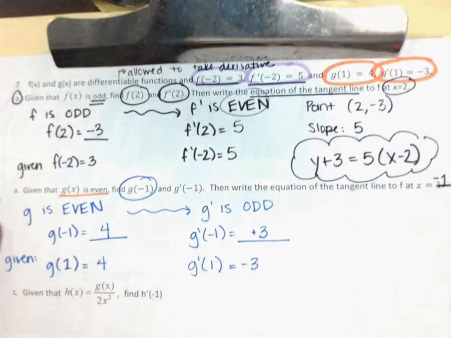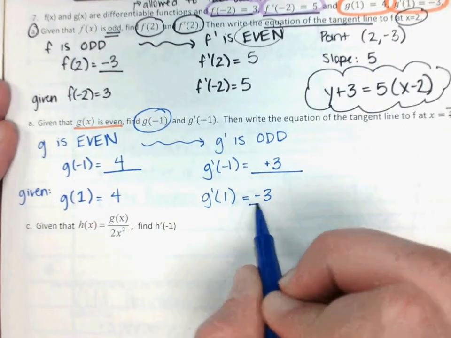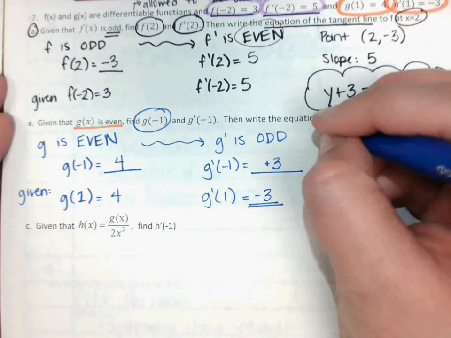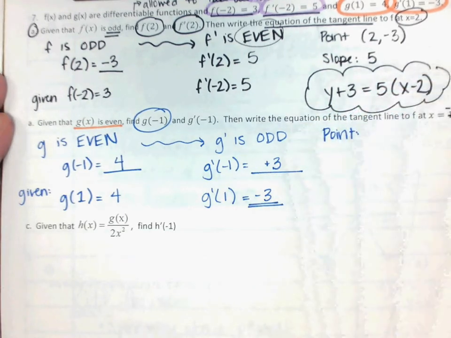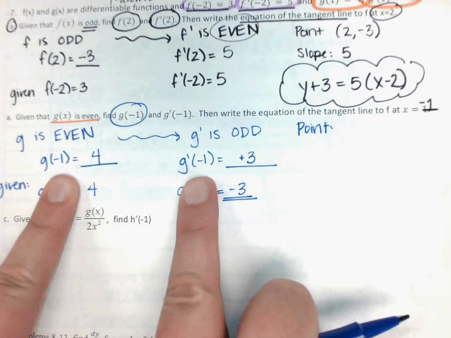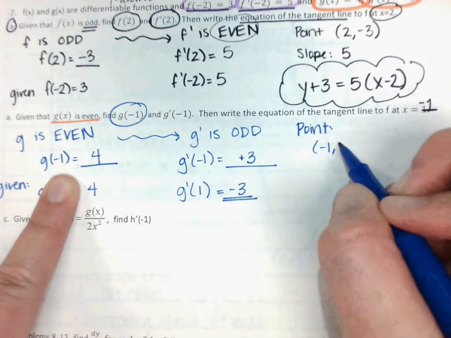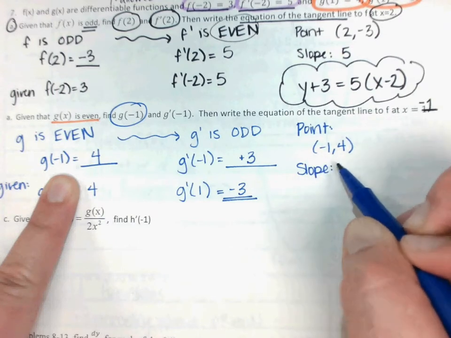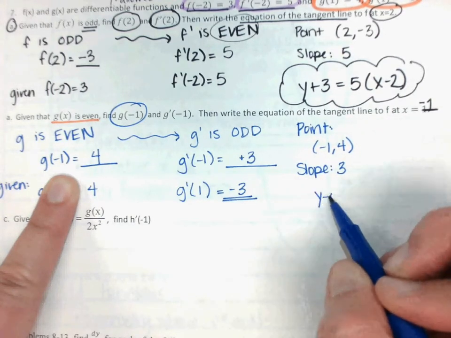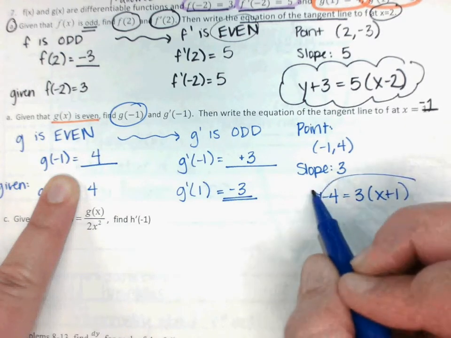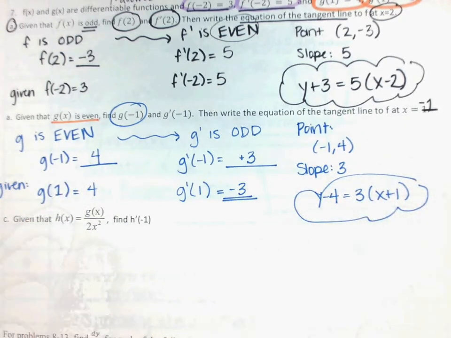Okay, good. Then from there, to write the equation of the tangent line, I need a point and a slope. What's my x value of my point that we corrected? Negative 1, right here. So if I want negative 1, do I use g or g prime? g. Negative 1, 4 is my point. And then what's my slope? Positive 3. So it'd be y minus 4, 3 is my slope, x plus 1. Oh, that's ugly, but oh well.